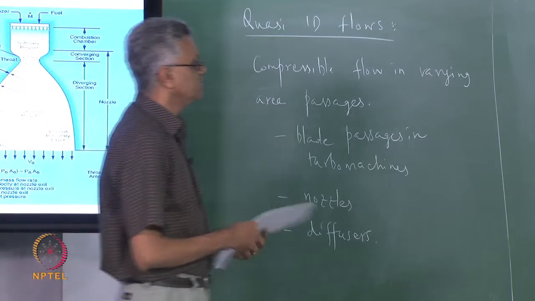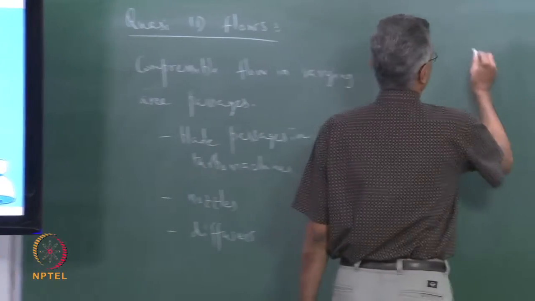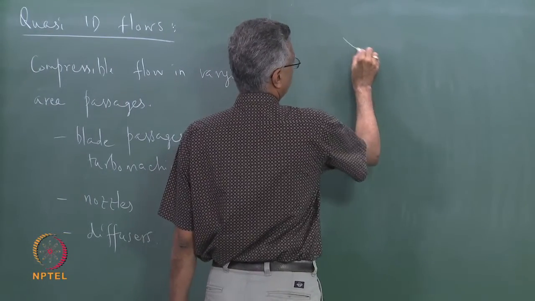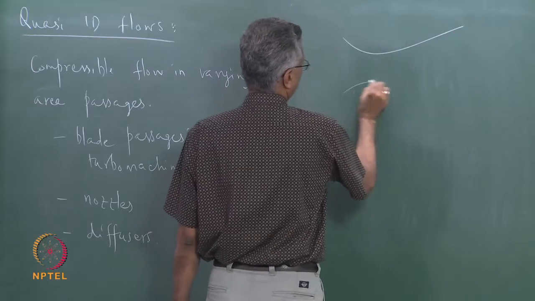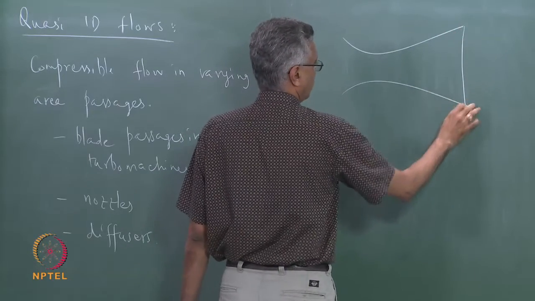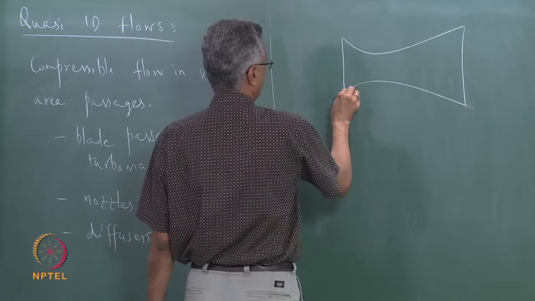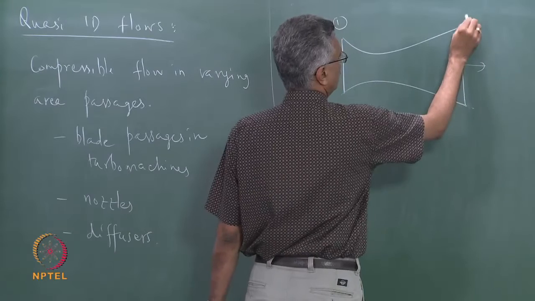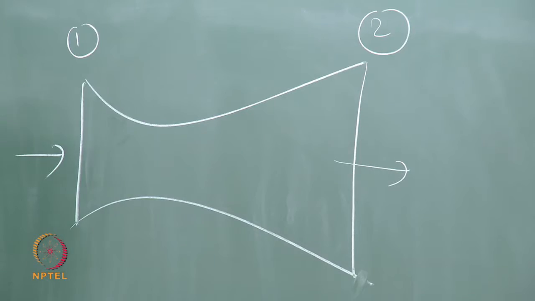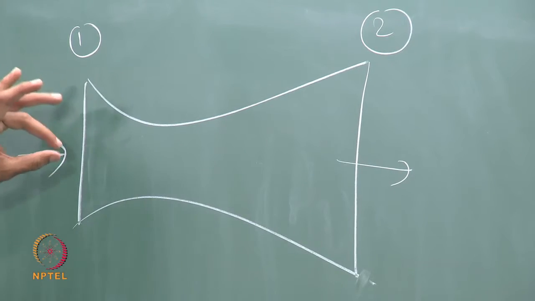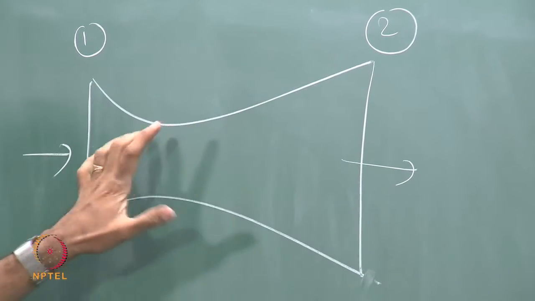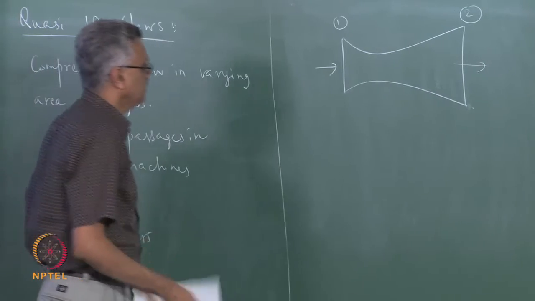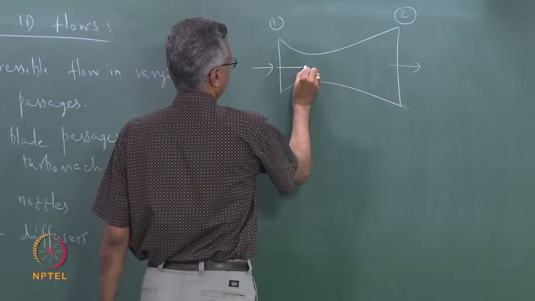So, let us look at a very simple scenario where let us say that the passage, instead of being constant area, let us say that we have a situation where the area varies along the direction of flow. So, flow comes in like this, let us say this is state 1, just like before, flow leaves here, let us say this is state 2, and as you can see the passage area varies in some manner along the cross section. And let us say that this is my center line.